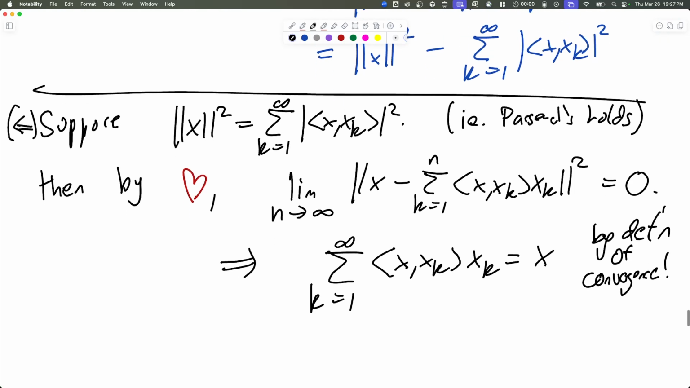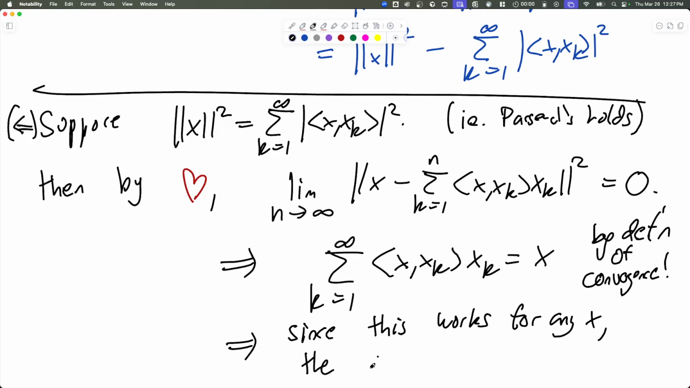Okay, and therefore, since this works for any x, the orthonormal sequence is complete. So that's if the formula holds, then this thing is getting closer to 0, and therefore it's a complete sequence.